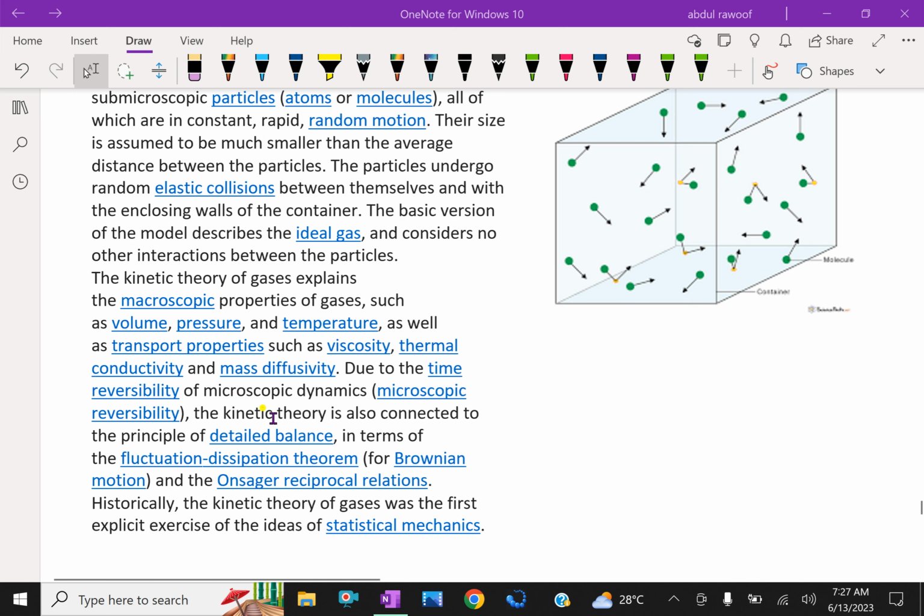Due to the time reversibility of microscopic dynamics, the kinetic theory is also connected to the principle of detailed balance, in terms of the fluctuation-dissipation theorem, that is Brownian motion, and the Onsager reciprocal relations. Historically, the kinetic theory of gases was the first explicit exercise of the ideas of statistical mechanics.